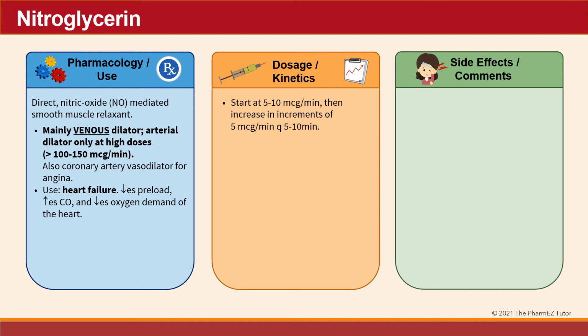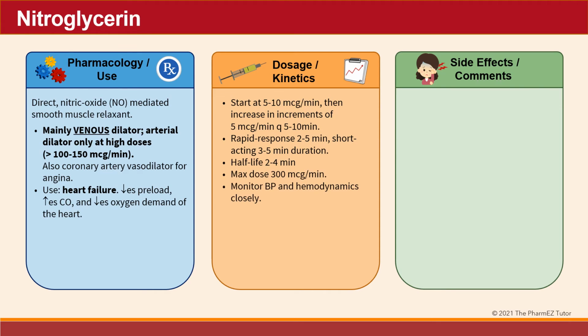We can start nitroglycerin at a dose of 5 to 10 mics per minute, then increase in increments of 5 micrograms per minute every 5 to 10 minutes. It has a rapid response of 2 to 5 minutes, and it's short-acting with a 3 to 5 minute duration, and a half-life of 2 to 4 minutes. The maximum dose of nitroglycerin is 300 micrograms per minute. Monitor the blood pressure and hemodynamics closely.